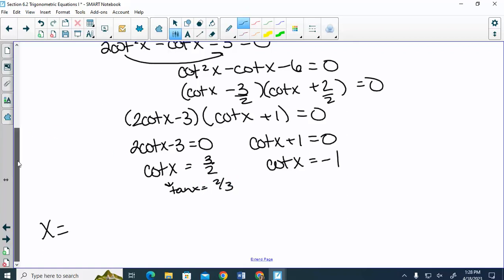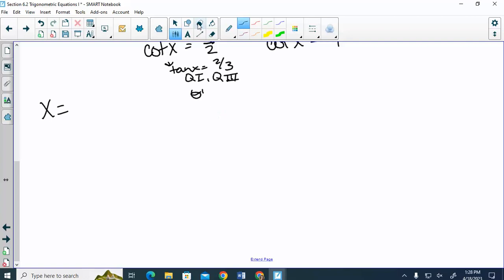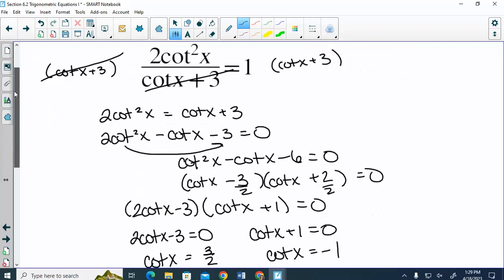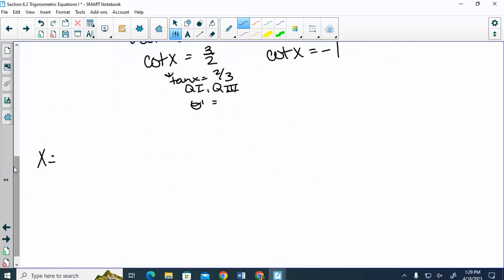So we can get our quadrant. Tangent is positive in 1 and 3. Reference angle. I need to know when tangent is 2/3. Since that isn't one I know, I have to use my calculator. My directions said 0 to 360, so put it in degree mode. And then you can do tangent inverse 2/3. Let's just do 2 decimal places. You don't need to get too crazy with these.